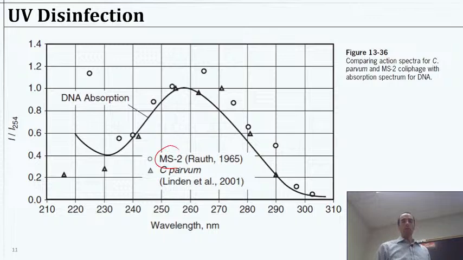This MS2, that's a virus. That's actually the one I showed you a few minutes ago, and this C. parvum, that's Cryptosporidium parvum. So just a couple examples of DNA from different organisms. DNA is similar enough that, even if it has a different arrangement, it's made up of the same stuff. So it's not going to be too different from organism to organism.